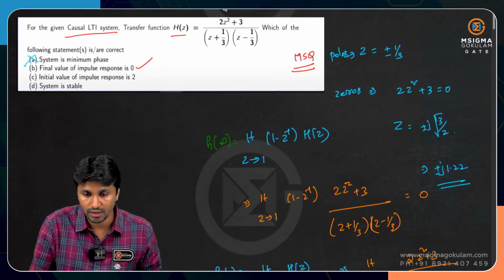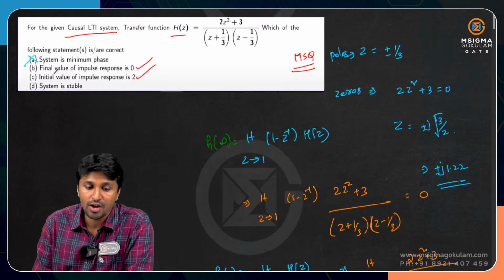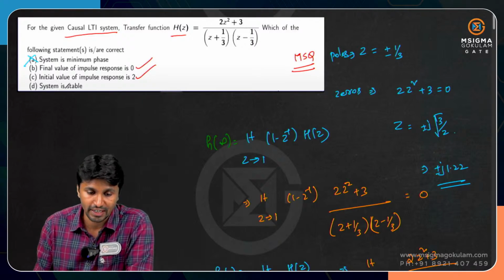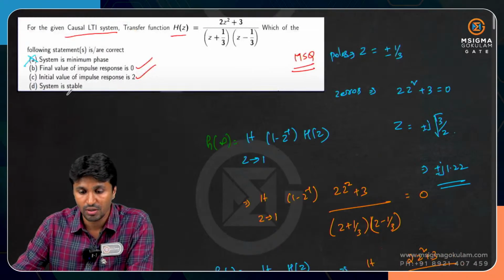So the second and third options, B and C, are correct. Okay, options B and C are correct, right? And what about the last option, system is stable? So look at this one.